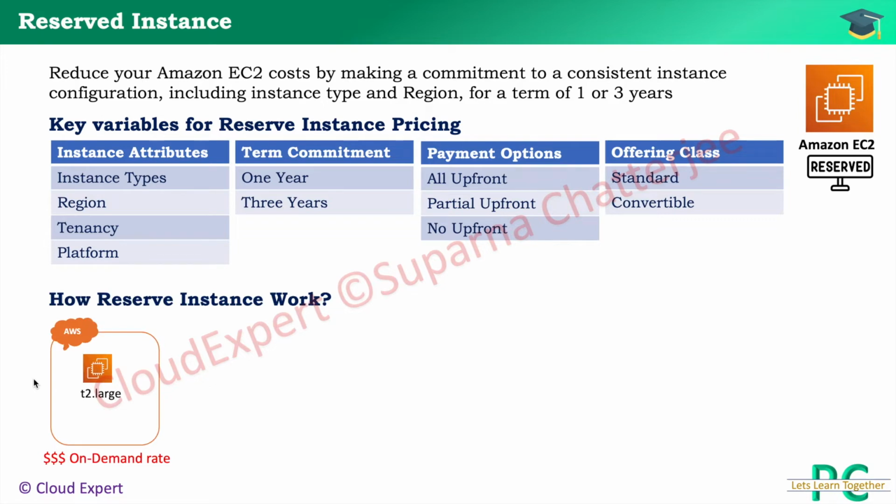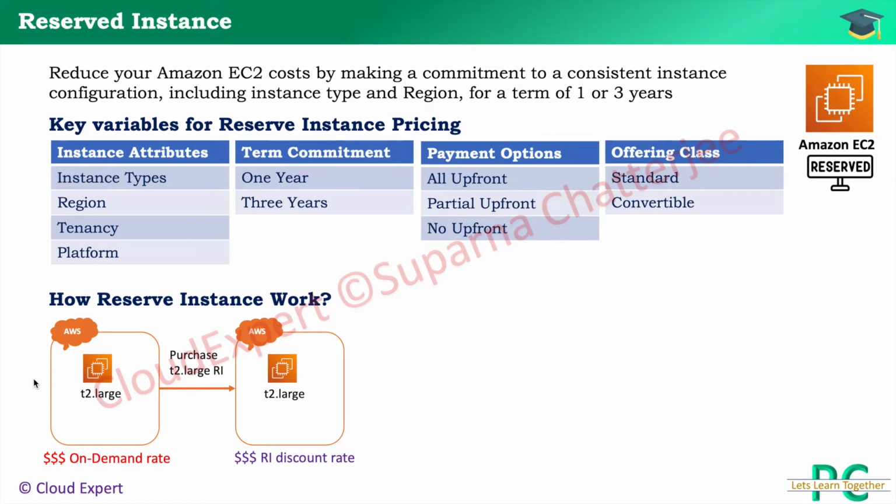Now let's see an example of how reserved instances work. Let's say you have launched a T2 large instance. You are getting charged at the on-demand rate. If you purchase a reserved instance for T2 large, obviously the operating system should be the same, then you will start getting the reserved instance discount.